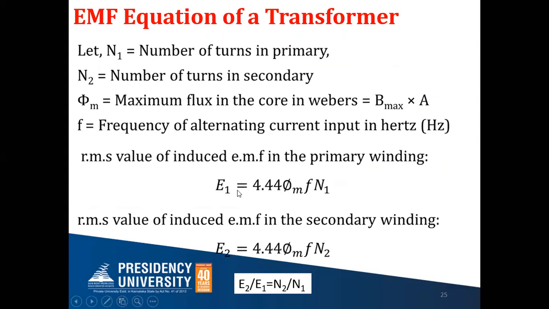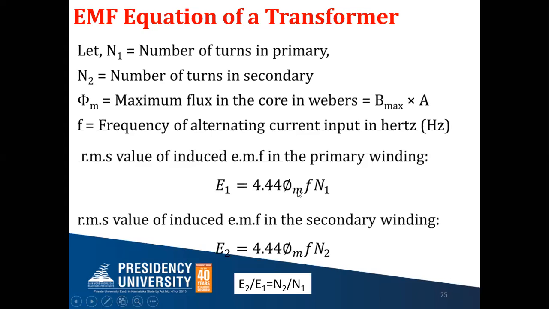Right, so E1 is equal to 4.44 phi m F into N1. It has a derivation, but you don't need any derivation. You just keep in mind the formula. This formula we call the EMF equation of a transformer. So E1 is especially in the primary winding, primary side. So E1 is equal to 4.44.